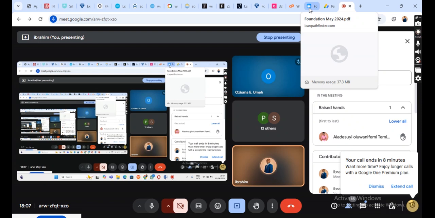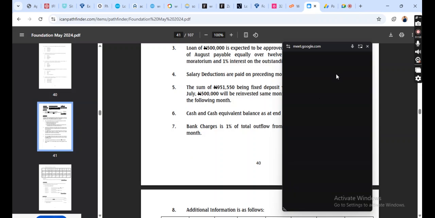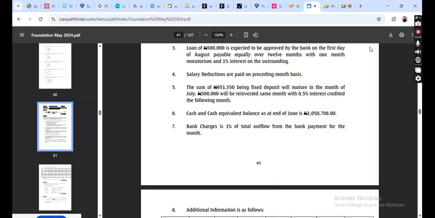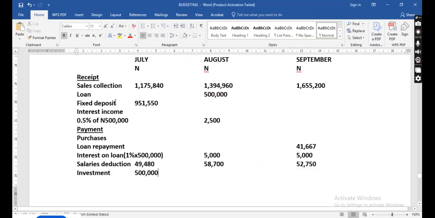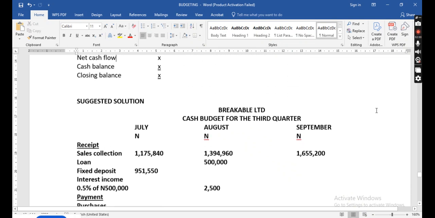Quickly, please. Sir, since the sum is 951,550, and we are investing the 500,000, what about the difference? That is why you will now have receipt minus your payment, your inflow minus your outflow. You already have 951 here, you have 500 here. The difference, you will still have the difference. Nifemi, are we still together? Yes, sir.